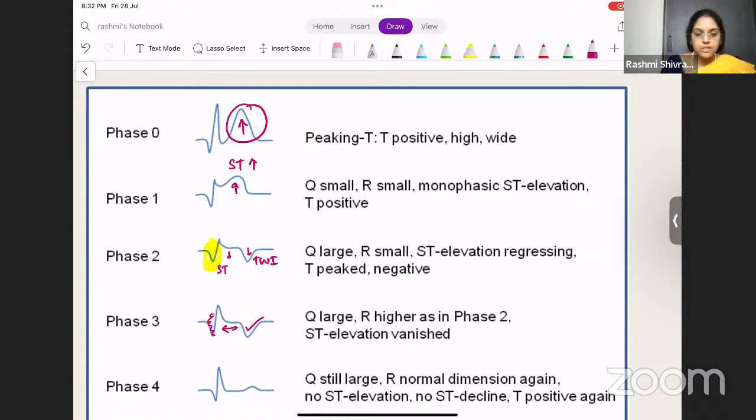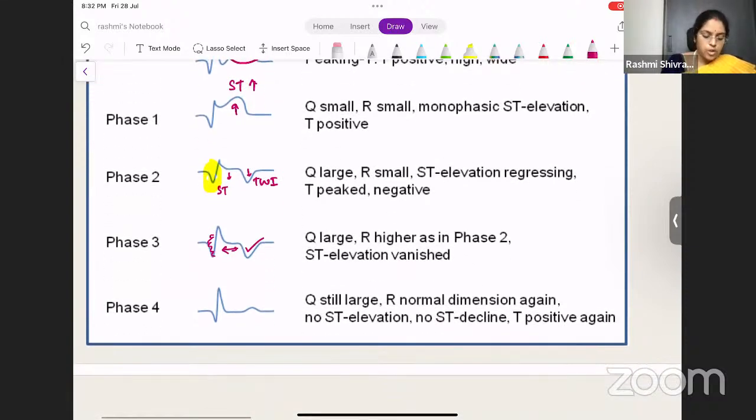T wave inversion is there. The ST elevation is almost gone. And the Q wave is there. Q wave becomes deeper. Then what happens? The Q wave is still large. The Q wave is still there.